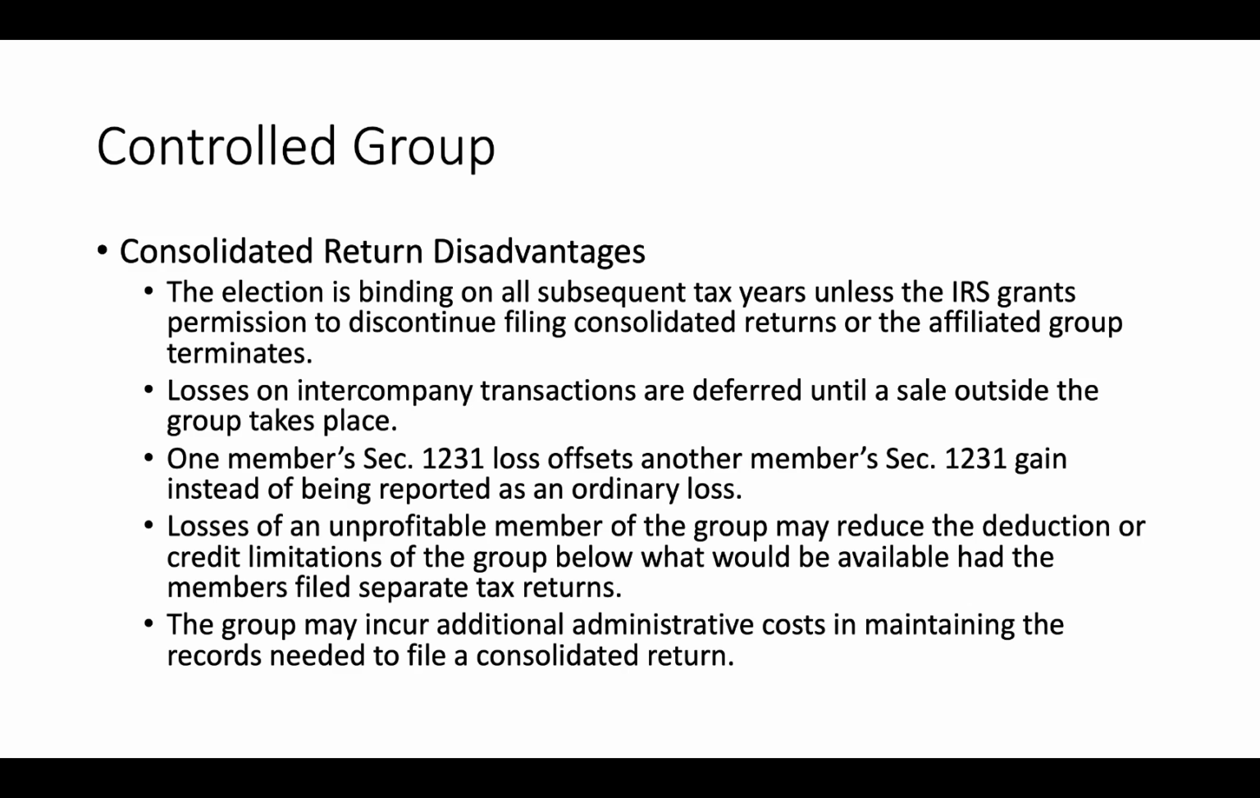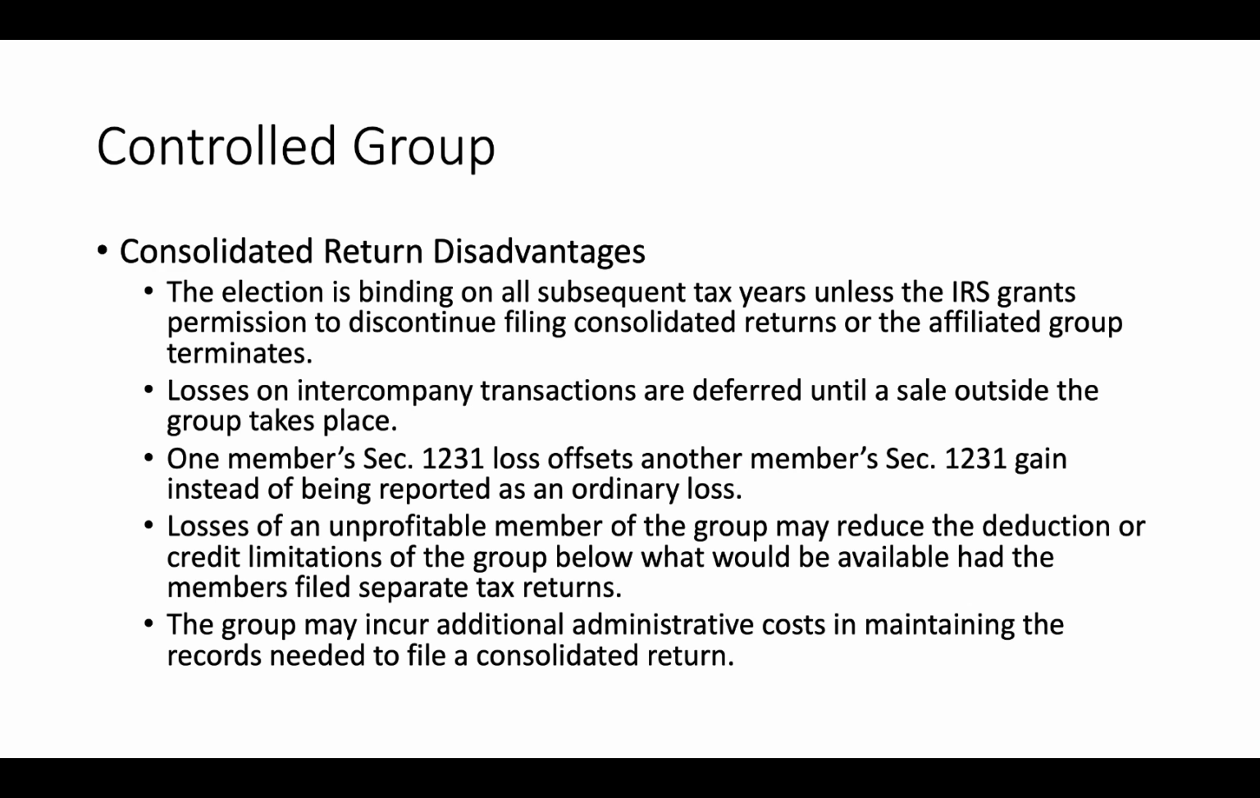There are disadvantages too. The election's binding on all subsequent years unless the IRS allows me to change the way I'm filing returns. So you really need to think that through when you decide to file consolidated returns. Losses on intercompany transactions are deferred until a sale outside the group takes place. So this is the flip side of what we just talked about on the last slide, right? Profits are deferred until a sale outside the group takes place, which is good. We like to defer paying taxes, but losses are also deferred. So again, we like losses for tax purposes, so I am not allowed to take them.